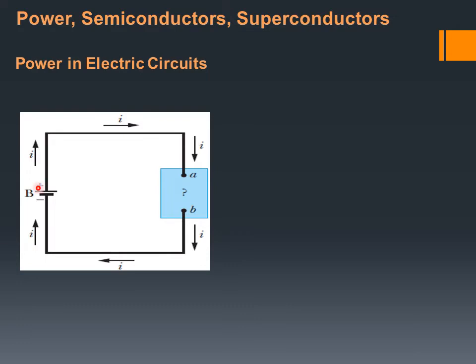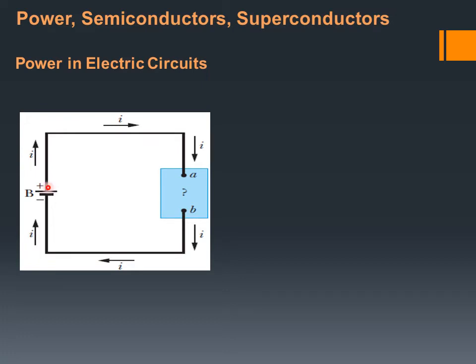So, the positive terminal of the battery is at high potential, while the negative terminal of the battery is at lower potential. When this current flows from the positive terminal to the negative terminal of the battery, this is because of the potential difference between the two terminals of the battery. So the battery maintains the potential difference between its terminals as well as in the whole circuit.